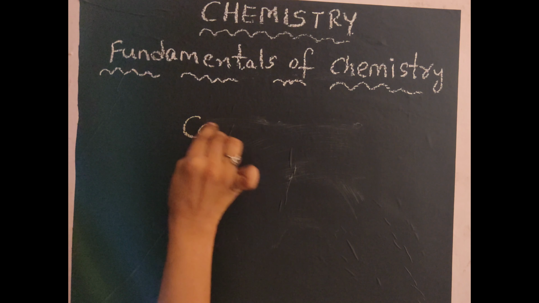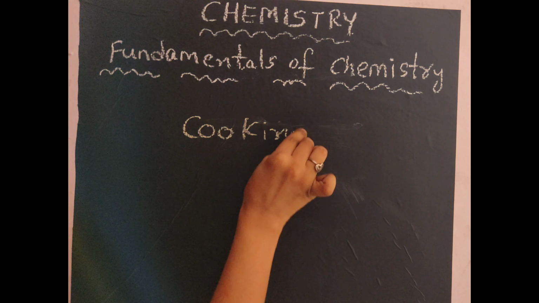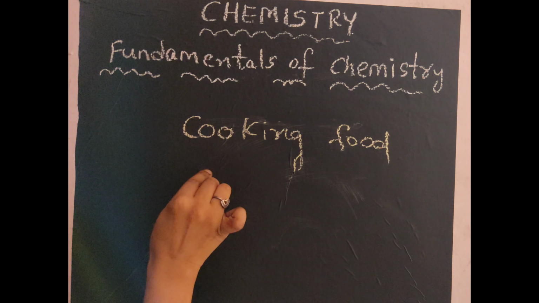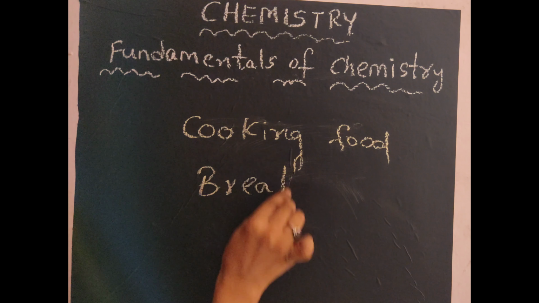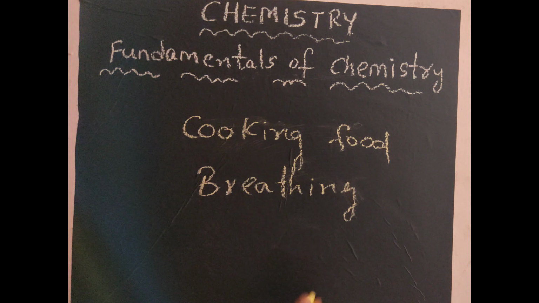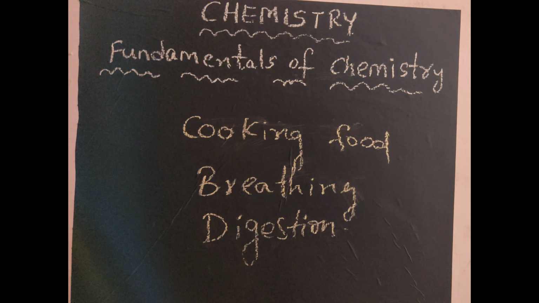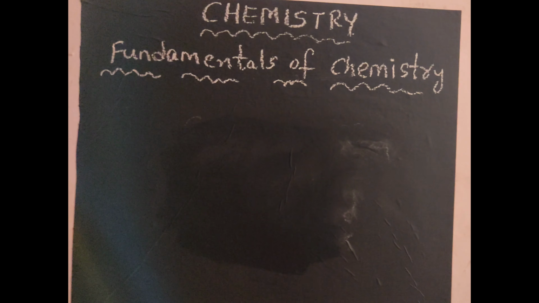So cooking rice, not only cooking rice, cooking food, you can take anything, it involves chemistry. Breathing involves chemistry. Digestion also involves chemistry. Everything around us involves chemistry. We can't imagine the world without chemistry, right? So today we are going to discuss in detail what the definition of chemistry is and how it is useful for everyone.